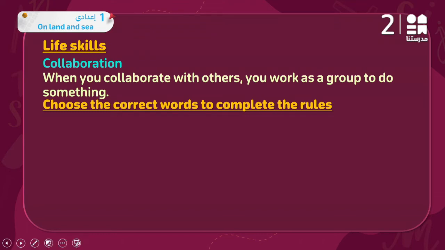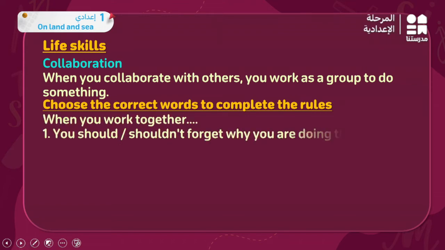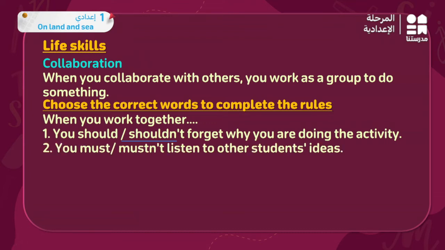Let's check the rules of working in a group. When you work together, you should or shouldn't forget why you are doing the activity? Of course, you shouldn't forget why you are doing the activity. What is the main goal? Your goal, your aim. Next, you must or mustn't listen to the other students' ideas? Of course you have to listen. So you must listen to different points of view.